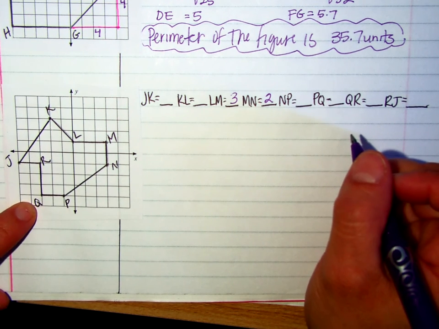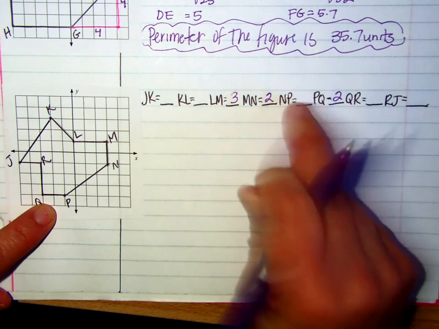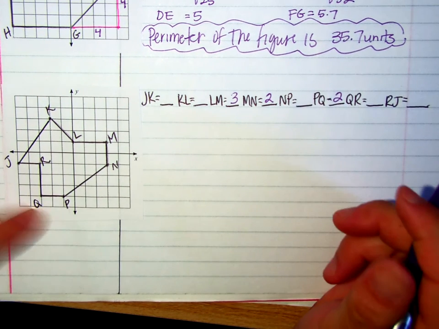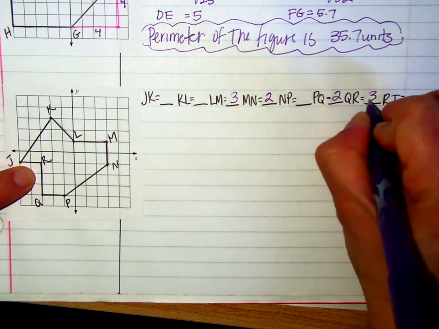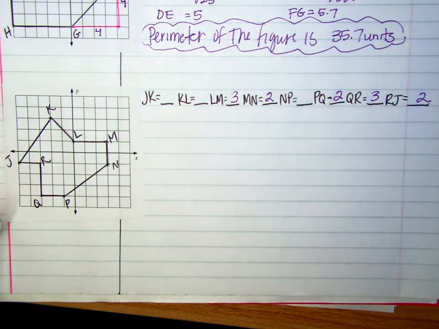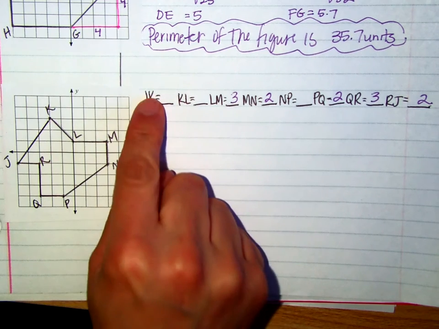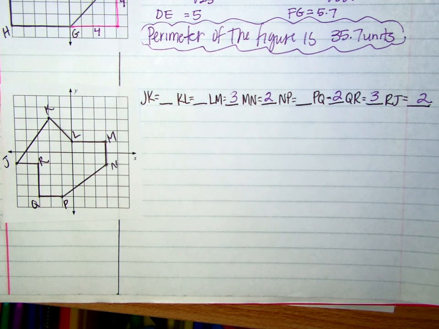PQ, I can count, and it's only 2 units. Make sure to write them in the right spots. QR is vertical. It's 3 units. And RJ is 2 units. Okay? So now I have to find 3 segments. I have to find JK, KL, and NP. Okay? So let's try and figure those out and see what we get.